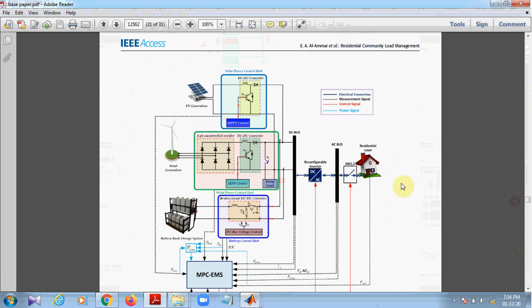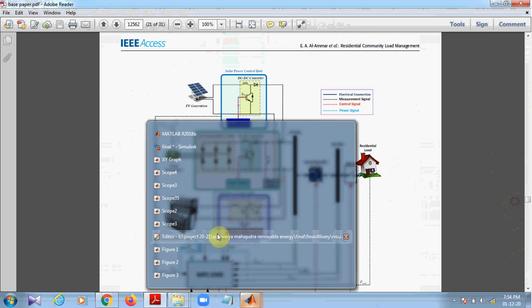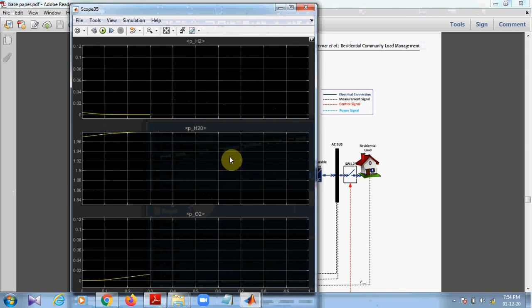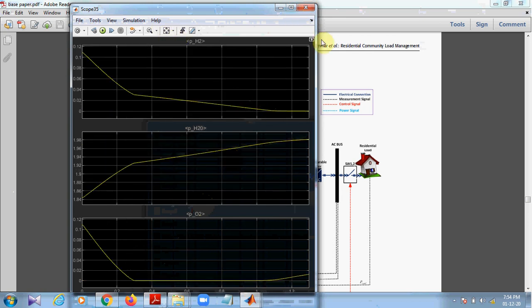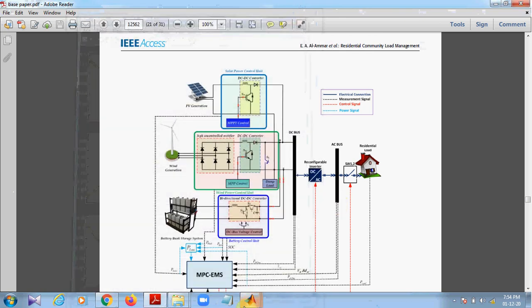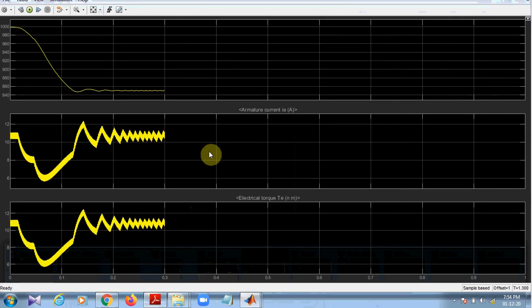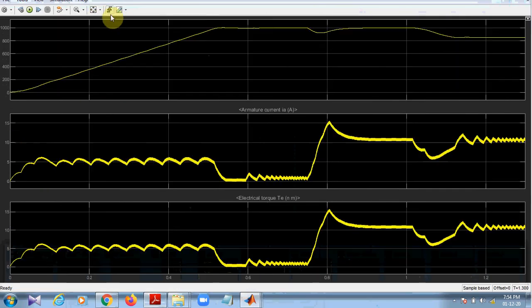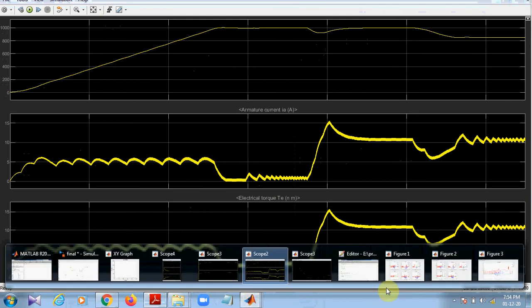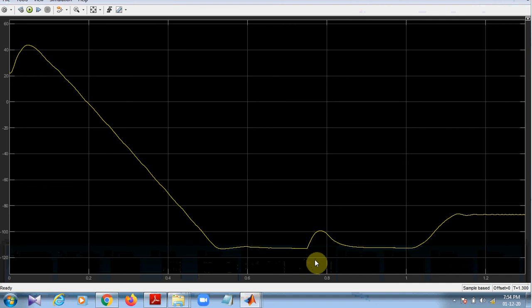Based on our output, it is shown that our system is giving a better outcome in terms of different kinds of results. We can see this graph as an outcome, showing, let's say, current and torque. This is showing a stable outcome from various perspectives. So this is how we have created the system.